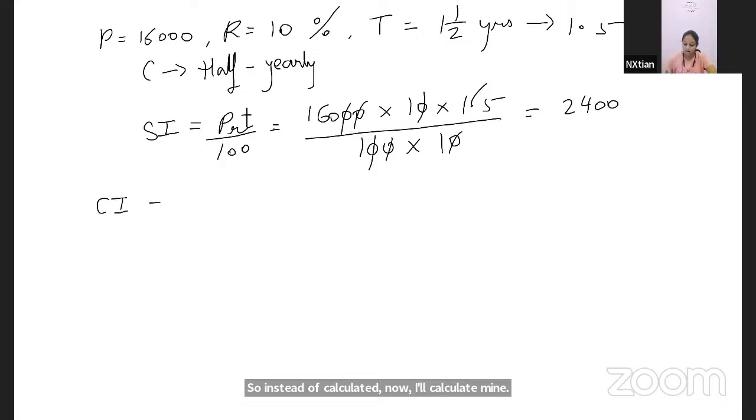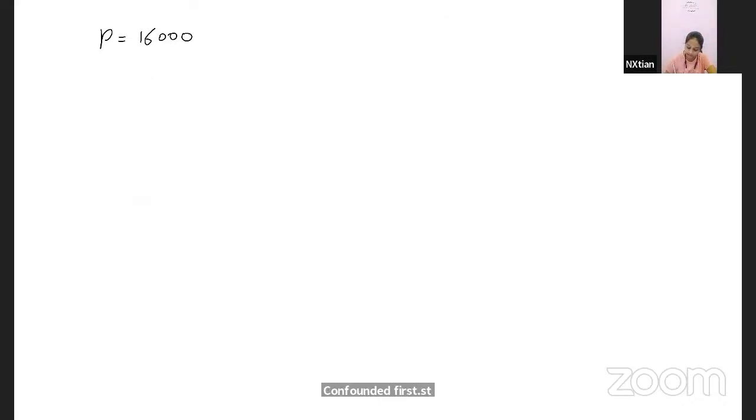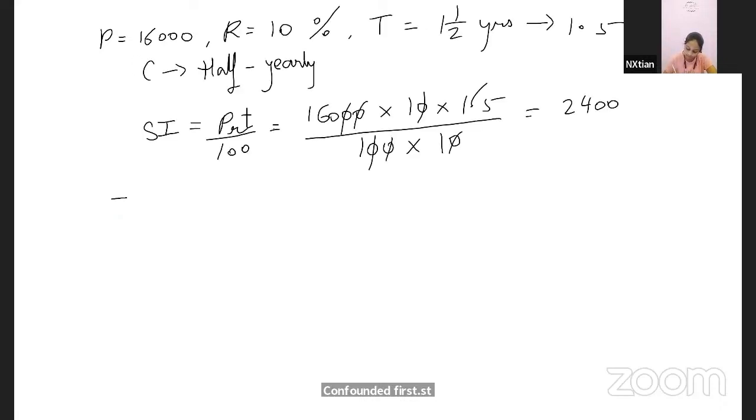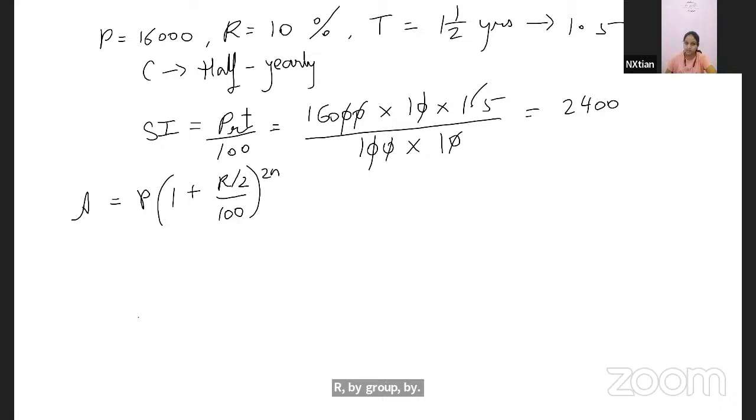Amount first we will calculate, equals P times (1 plus R by 2 by 100) raised to the power 2n. This is because it's half yearly, right? Yes, Simran, this is because it's half yearly. So amount, principal I know is 16,000.